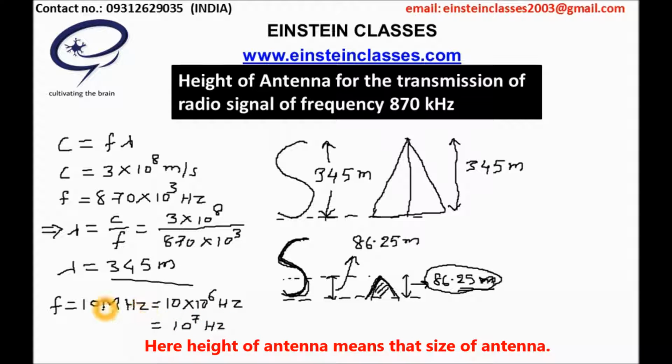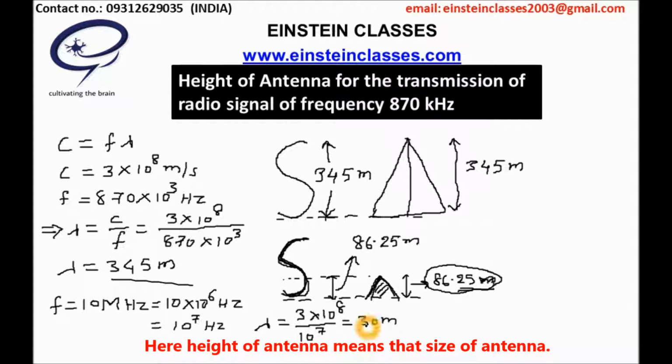If the frequency of the radio signal is 10 megahertz, then the frequency comes out to 10 raised to the power 7 hertz. To transmit the radio signal of this frequency, we need the wavelength, and the wavelength of this radio signal is given by lambda equals C by f. The value of C is 3 into 10 to the power 8 meter per second and the frequency f is 10 raised to the power 7 hertz, and hence the wavelength comes out to 30 meter, right?